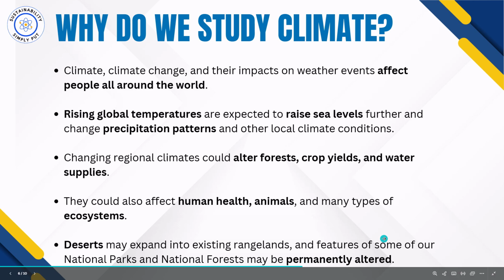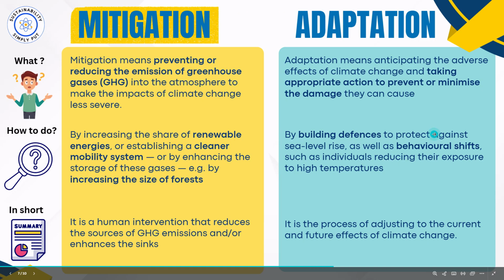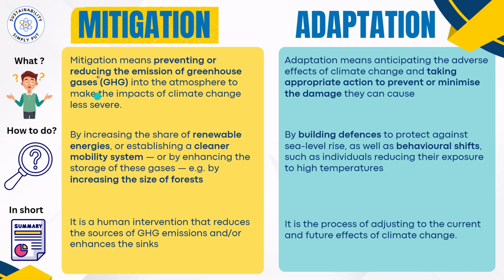Now, we got to know that climate is changing, so what is the action that we want to take? What is something we can do? So there are two things. First, let's understand climate mitigation. Climate mitigation means preventing or reducing the emissions of greenhouse gases into the atmosphere to make the impacts of climate change less severe. So we talked about climate change and its close correlation with the greenhouse gases.